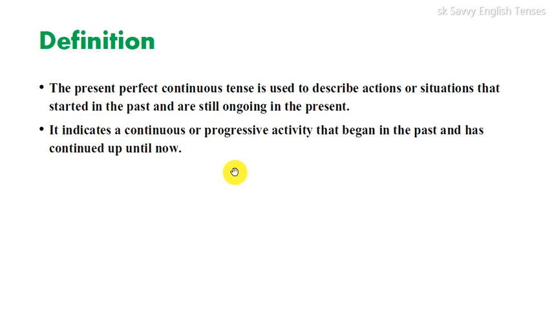This tense is also called the present perfect continuous tense and it is used to describe actions or situations that started in the past and are still ongoing in the present. It indicates a continuous or progressive activity that began in the past and has continued up until now.